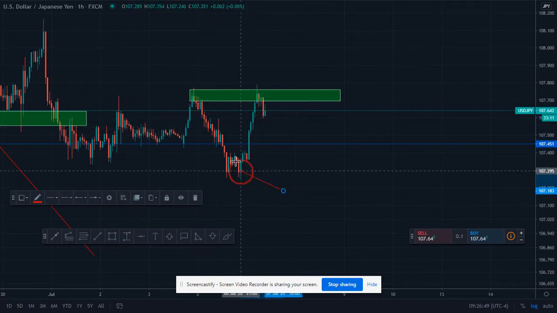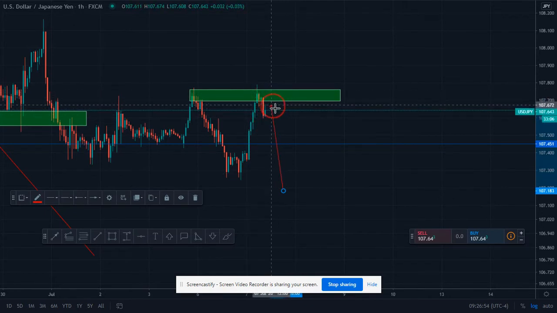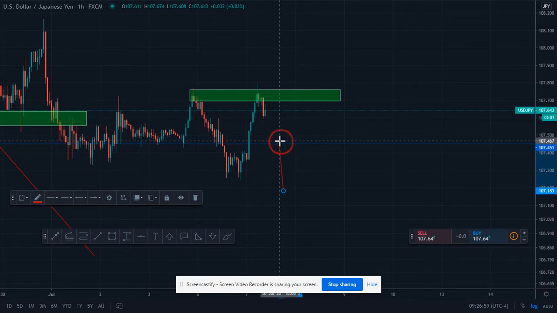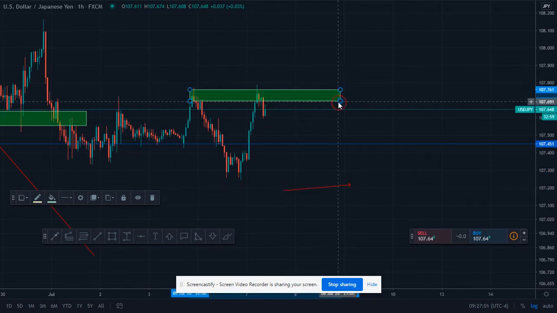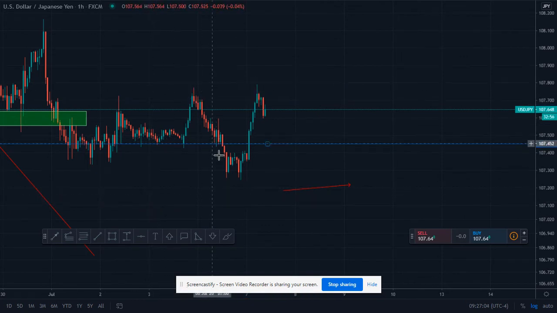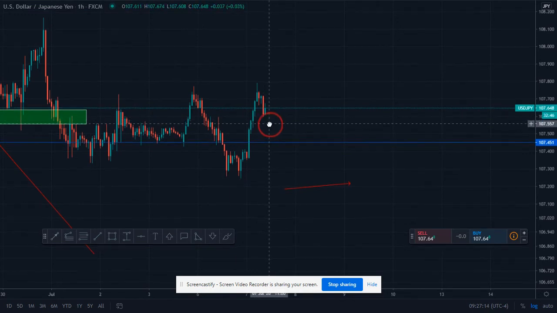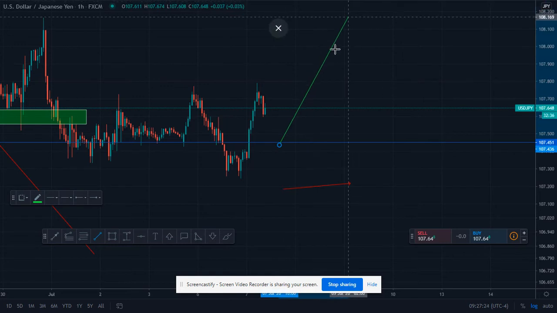So we got a nice little V shape happening here. What we can do is look for a possible pullback down to this area right here. Why? This could be shaping up as a potential inverted head and shoulders. So we have the left shoulder, the head, and then we need to have a right shoulder form. This right shoulder could come down to any of this area. And if it does, we're going to look for buying opportunities to take this trade up to the upside.